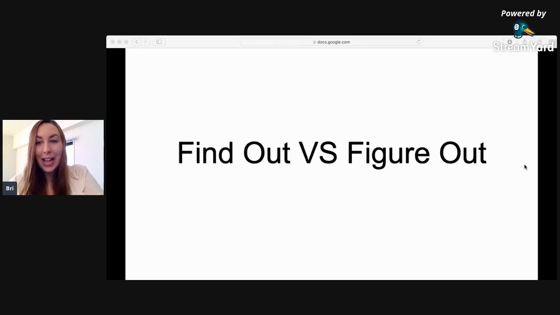Okay, so find out versus figure out. So this one, I know a lot of my students can get confused on when to use each one. They're similar, but they are different. We use them in different ways, okay? Find out versus figure out.